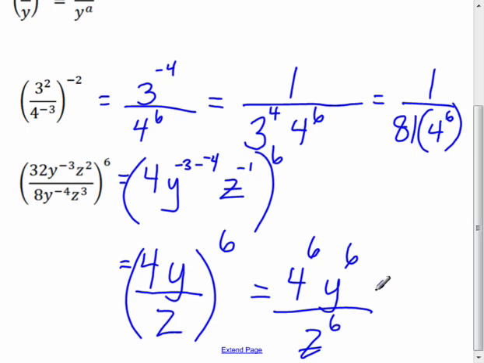Again, you could figure out what 4 to the 6th would be. I guess I should have done that because it's come up a couple times already. But it'd be a big number. I'm okay if you leave it like that, but you could figure out what that number was.